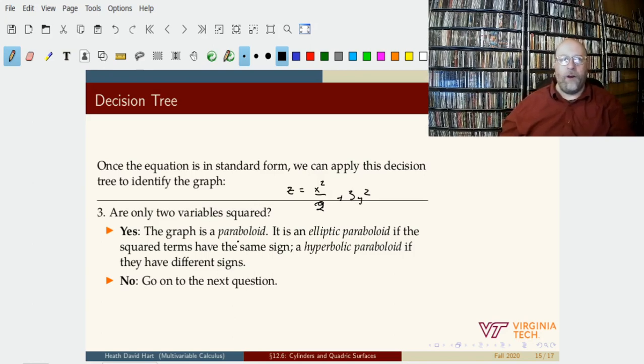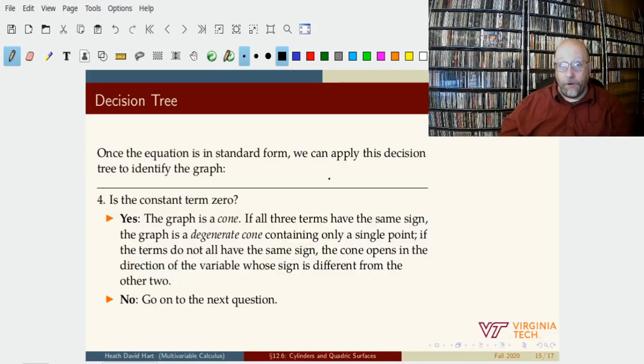If only two of the variables are squared, we have a paraboloid. It's elliptic if the squared terms have the same sign. It's hyperbolic if the squared terms have opposite signs. So that is how we recognize a paraboloid. If more than two of the variables are squared, we go on to the next question. So we have checked for one variable being squared. We've checked for two variables squared. Now we know all three variables are squared. So we check to see if the constant term is 0. And if the constant term is 0, the graph is a cone.